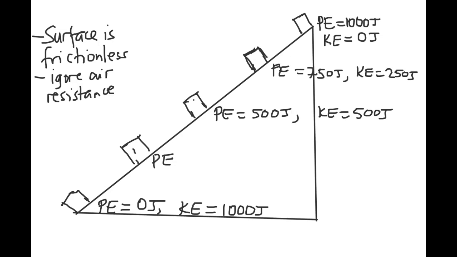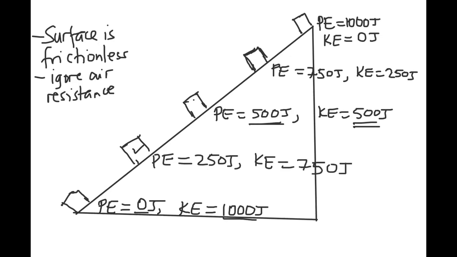Now we can come back to this position. The potential energy has to be halfway between this and 0. So the halfway will be 250 joules, and kinetic energy has to increase between 500 and this 1000. As we increase the kinetic energy, that will be 750 joules of energy.